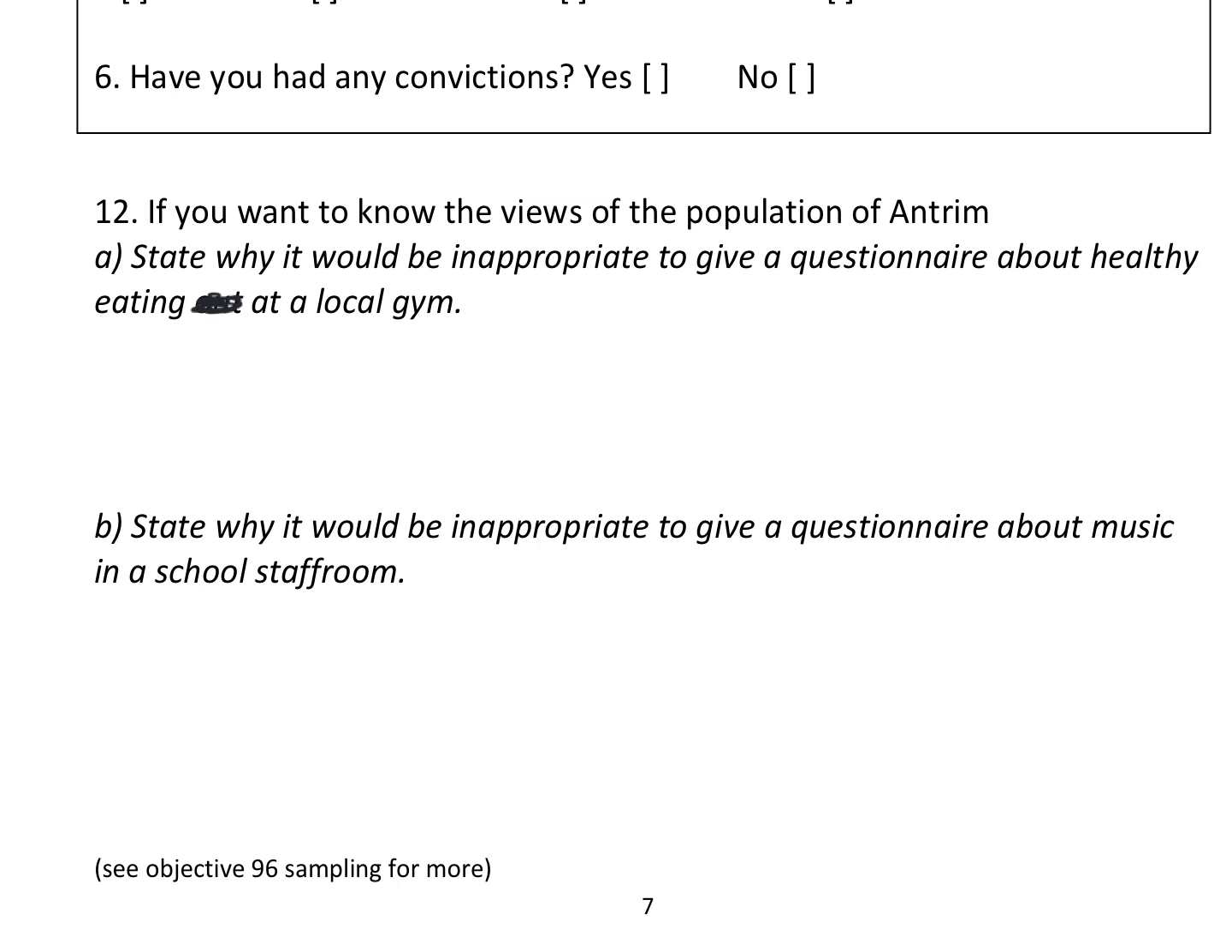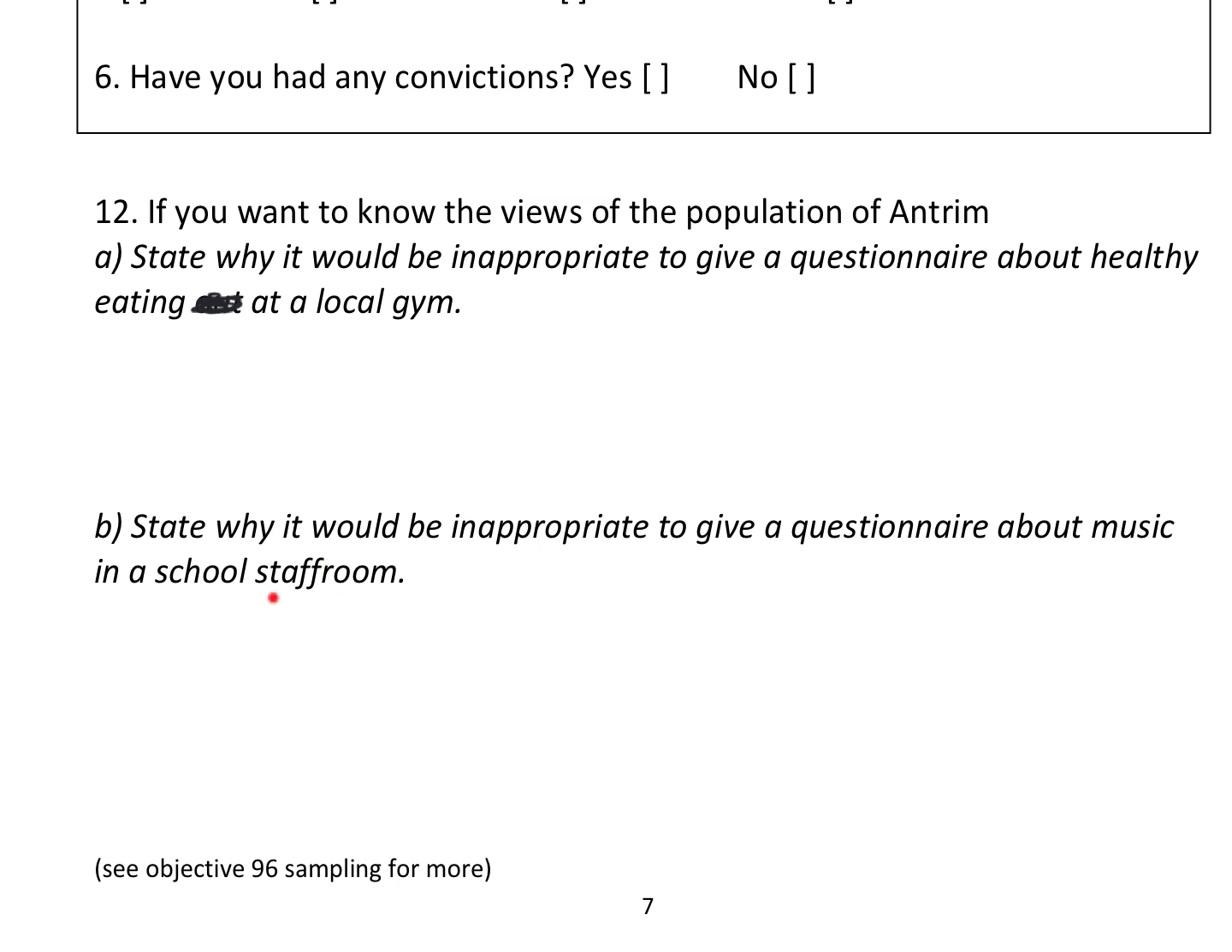And I suppose when you're answering questions like this, you want to try and get the key words that would be in a mark scheme to get the answer. And I would say that it's biased towards people who go to the gym. It doesn't include people who don't go to the gym, and it'd be biased probably towards people who are more into healthy eating. Part B. State why it would be inappropriate to give a questionnaire about music in a school staff room.